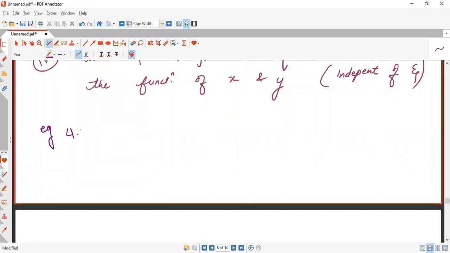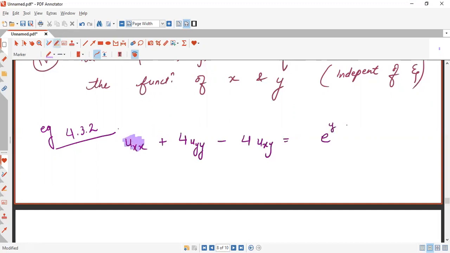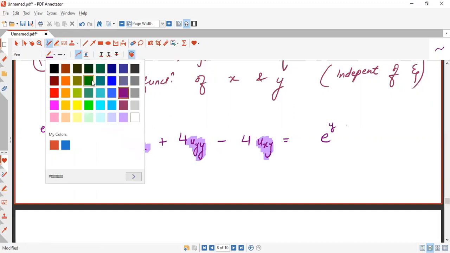Example number 4.3.2. What is the question? Solve this differential equation, u_xx plus 4u_yy minus 4u_xy equals to e to power y. Now see here, you have to find this and this and this, and then you will substitute in this given differential equation. Before that, let's find out the region, what it is, either parabolic or hyperbolic or elliptic.